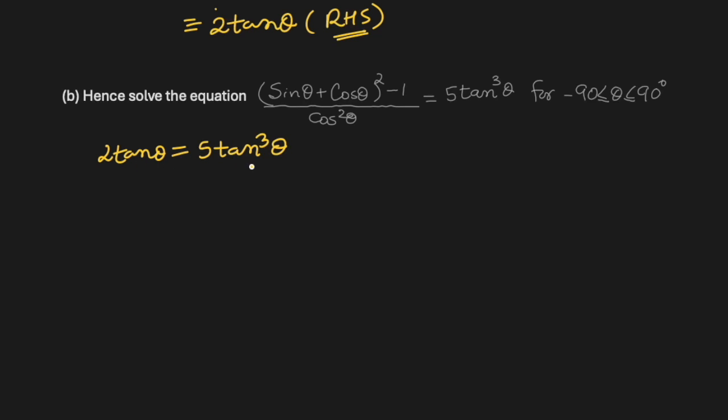Both of them have tan theta, so we cannot cancel it. Normally, if there are constants, we divide both sides by the same number, right? But here we won't do that. So what will I do? I'll keep 0 here and bring 2 tan theta to the other side.